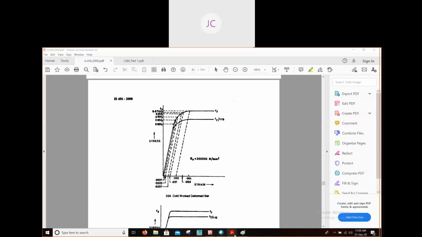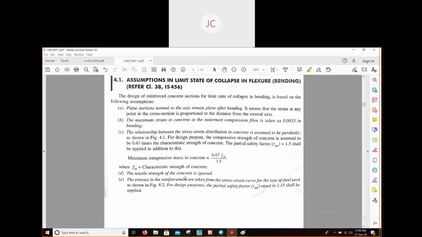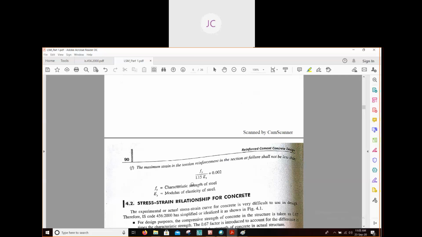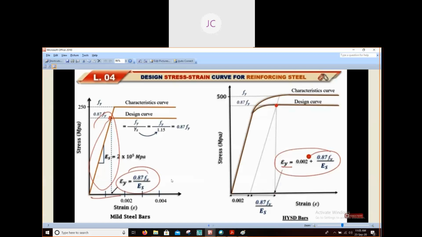So this is the meaning of the assumptions. I think all the assumptions are over. The maximum strain in tension reinforcement at the section shall not be less than 0.87 Fy divided by Es plus 0.002. This value: 0.002 plus 0.87 Fy divided by Es.